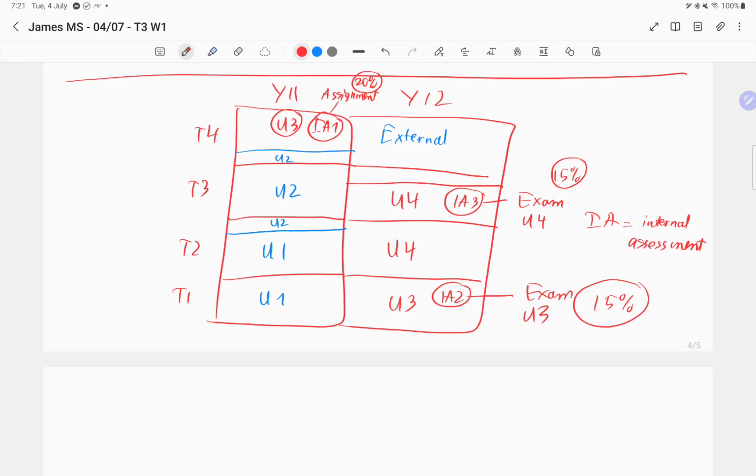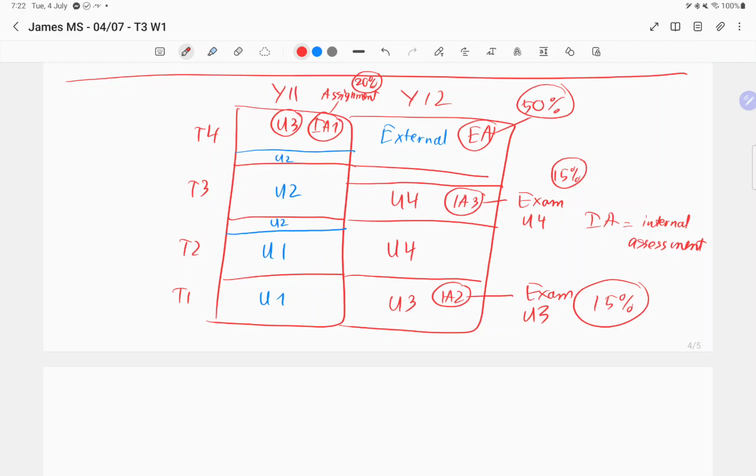So your external assessment, EA, would be 50%. So in total it is 100%. Right? Your external is half of your actual math score. Okay? Have you seen this breakdown before?